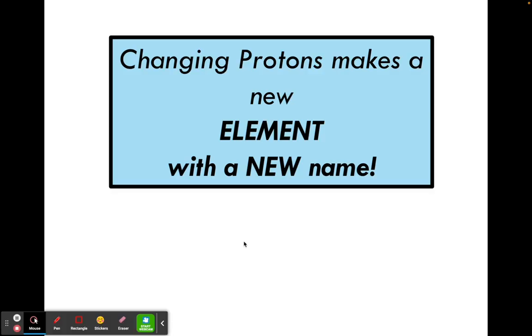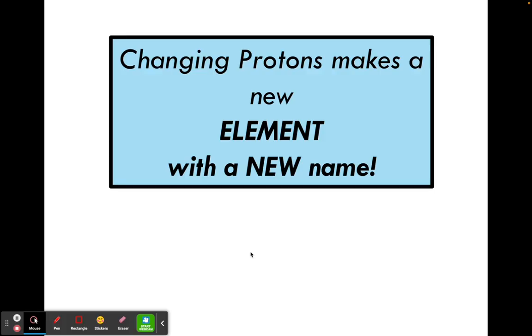So changing the protons makes a new element with a new name. Only carbon has 6 protons. You change the number of protons in carbon to something like 7, you no longer have carbon. You have a new atomic number, which is now 7 with 7 protons, and so the element is different. You go to the periodic table, you look at element 7, and you find that it's now nitrogen. So carbon has become nitrogen by adding 1 proton.